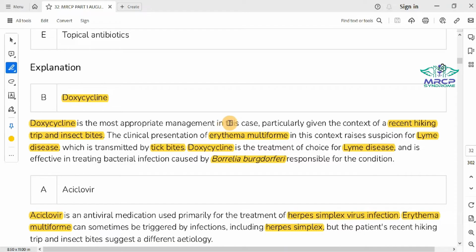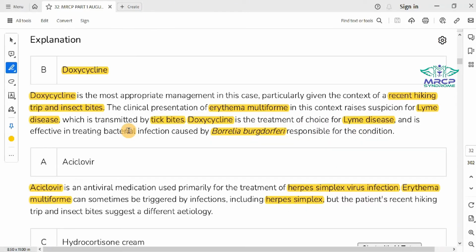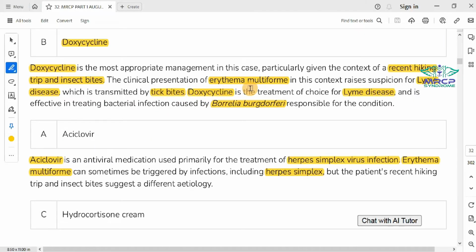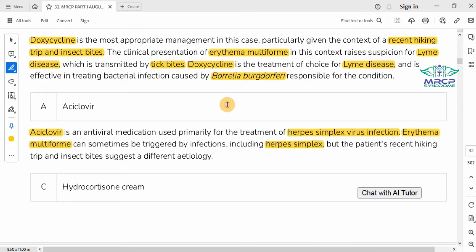Doxycycline is the most appropriate management in this case, particularly given the context of a recent hiking trip and insect bite. The clinical presentation of erythema multiforme in this context raises the suspicion for Lyme disease, which is transmitted by tick bite. Doxycycline is the treatment of choice for Lyme disease, and is effective in treating bacterial infection, including Borrelia burgdorferi.